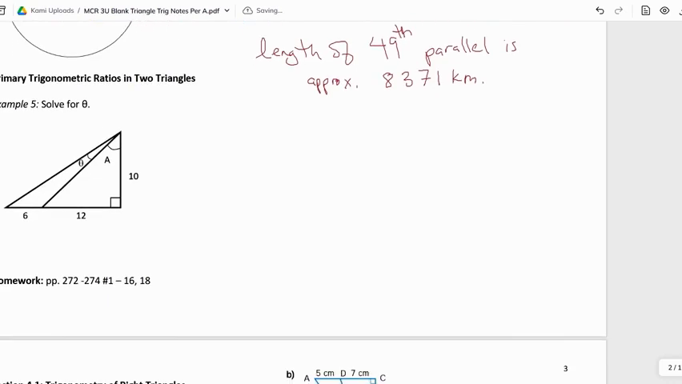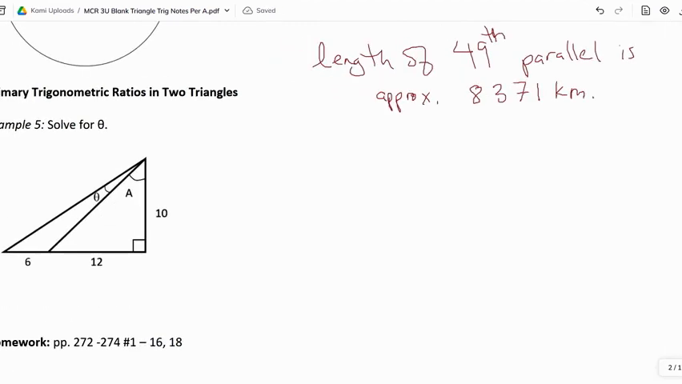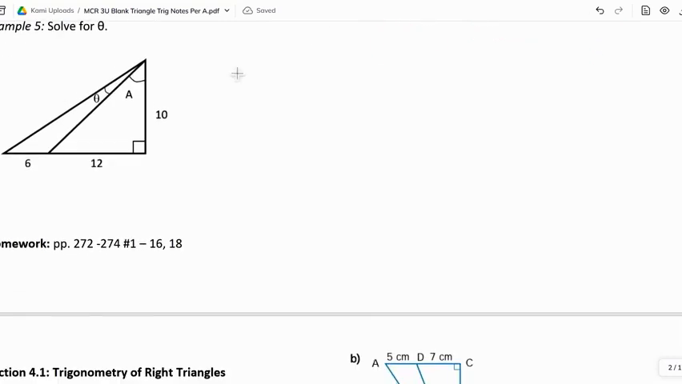Lastly, let's use the primary trig ratios to solve for an angle which has two triangles overlapping. Right? We need to solve for theta. Well, what I'll do first is I'm going to label my triangle or triangles. This is angle A. This is angle B. This here is angle C or vertex C. And this is vertex D.